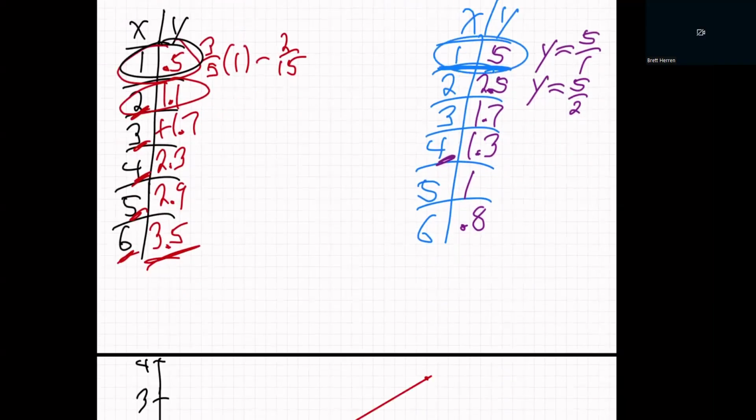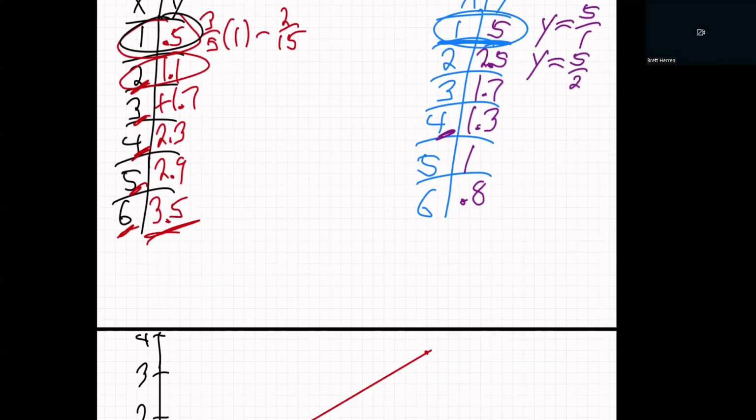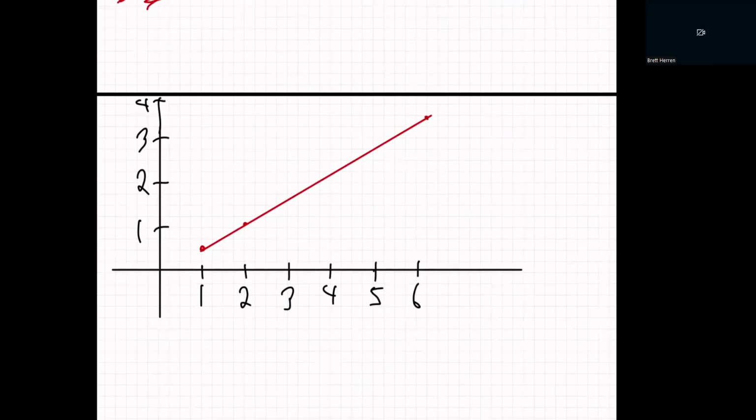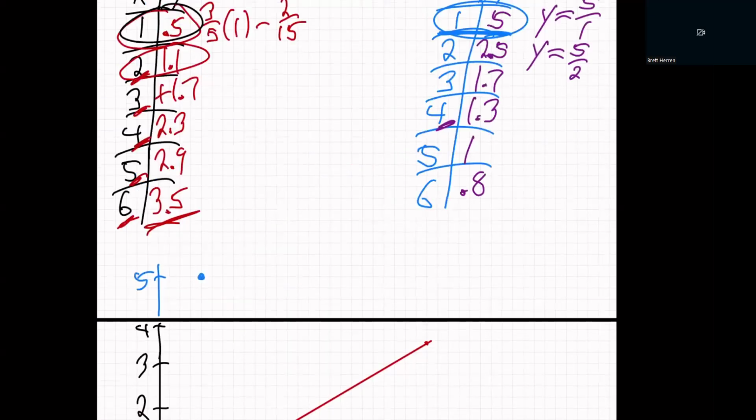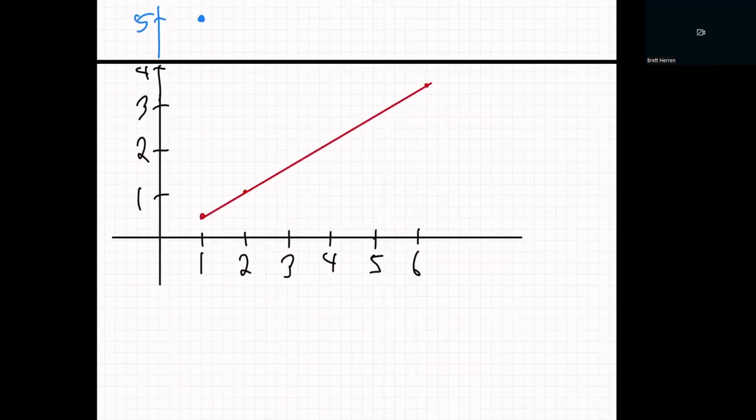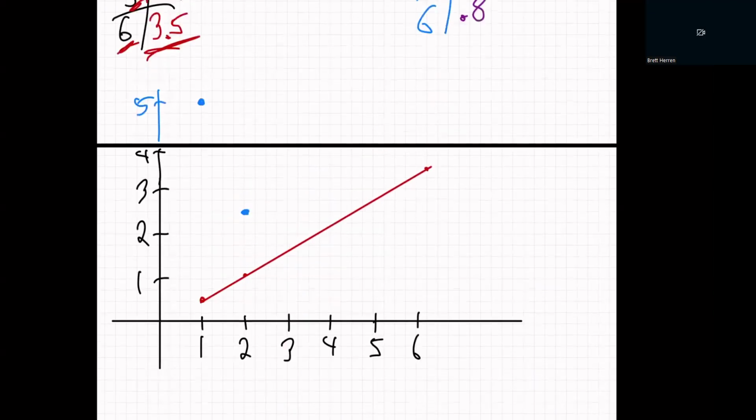Over 1, up 5. Start with that. Oh, it goes up 5, so it's going to go up a little higher, huh? There's 5. I didn't realize it went all the way up there. Okay, so right up there. Over 1, up 5. Over 2, up 2.5, right there.